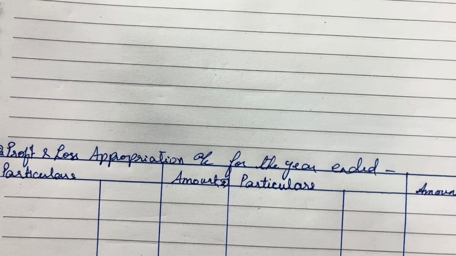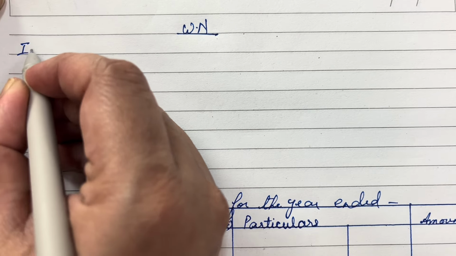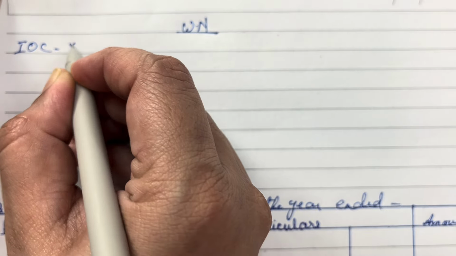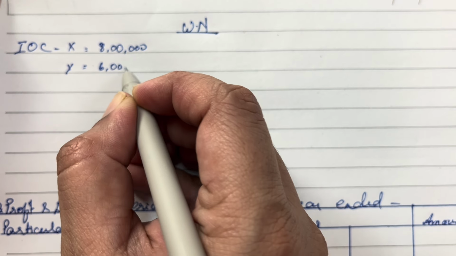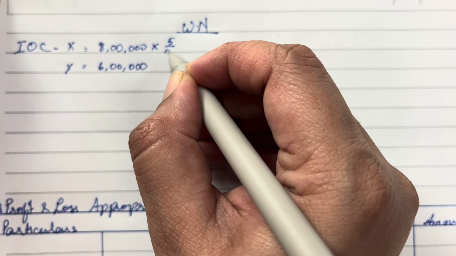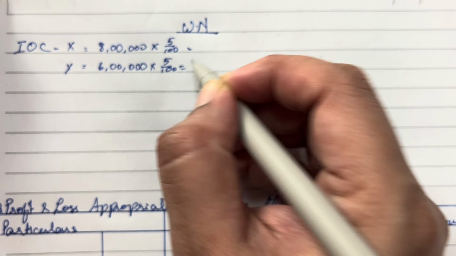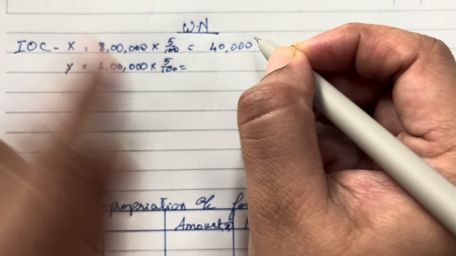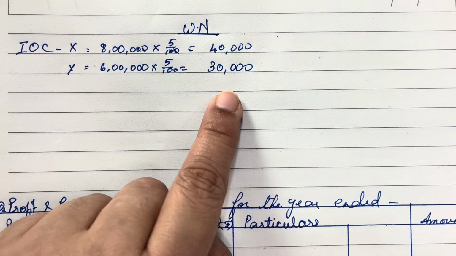The first calculation would be for our interest on capital. So we'll write interest on capital for the two partners X and Y. X had contributed a capital of 8 lakhs. Okay, and Y had contributed a capital of 6 lakhs. So X interest would be 8 lakhs into 5%, that is 5 by 100, and for Y it would be again 6 lakhs into 5%. So we'll cut off the 0, this would be 40,000, and if you remove the 0, 6 into 5, this would be 30,000. Okay, we've got the interest on capital.